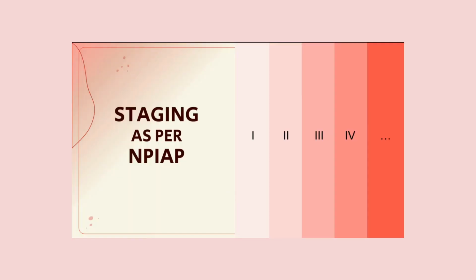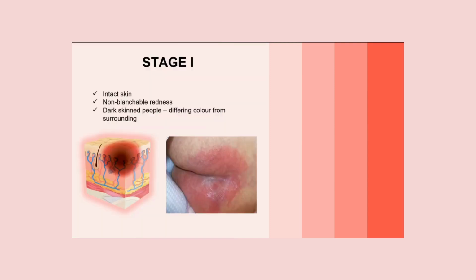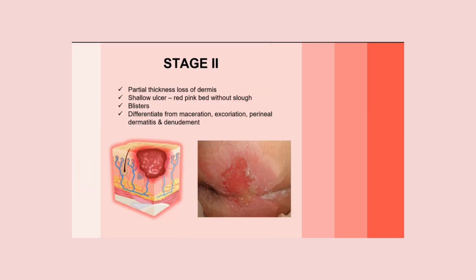So staging as per the National Pressure Injury Advisory Panel. Stage 1, there will be intact skin with a non-blanchable erythema. In dark skin people, it will be difficult to stage this one, but generally the color will be different from the surrounding. In stage 2, there will be partial thickness loss of the epidermis, leading to a shallow ulcer. Even open and intact blisters come under stage 2. This has to be differentiated from maceration, excoriation, perineal dermatitis, and denudement.